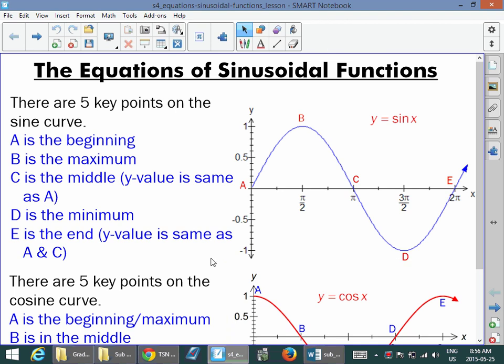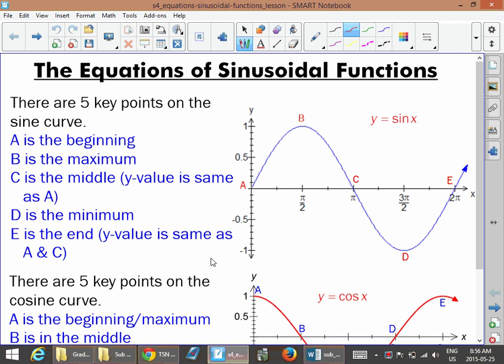Hey grade 12s, today we're going to take a look at the equations of sinusoidal functions. We're going to take a look at two special sinusoidal functions: y equals sine x and y equals cosine x. We will start with sine x.